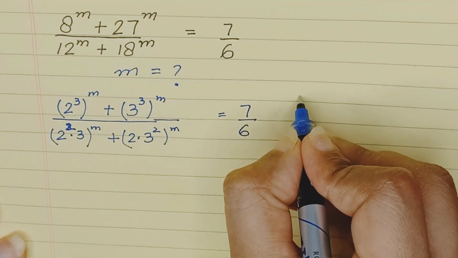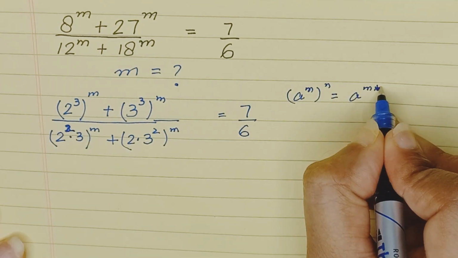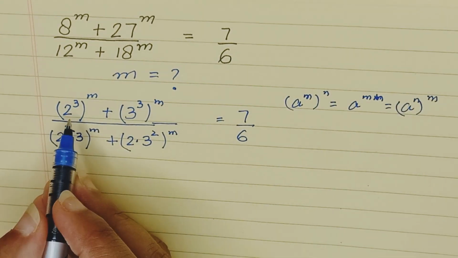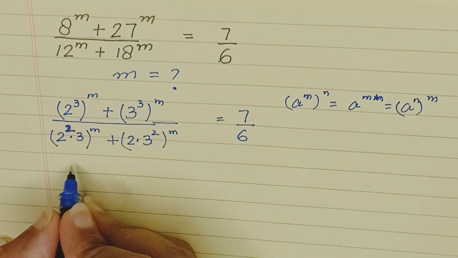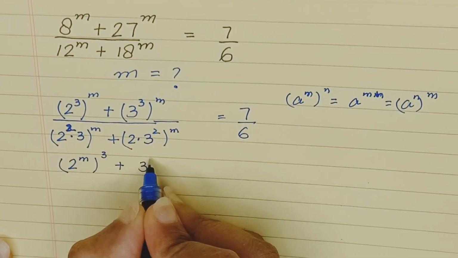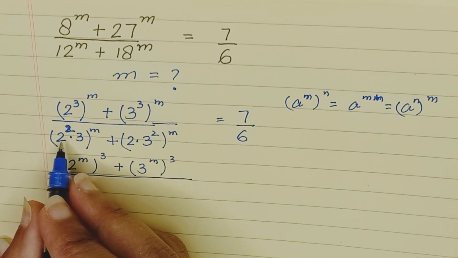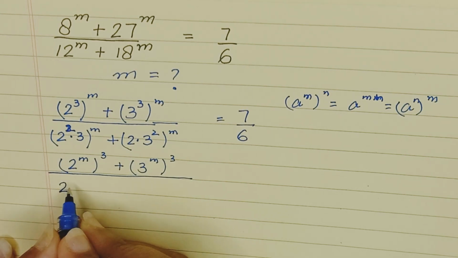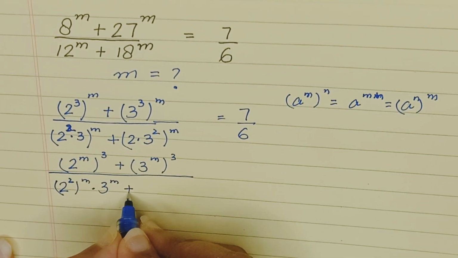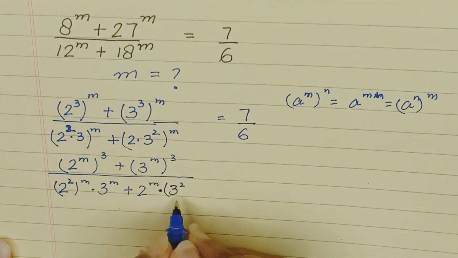So we know that (a^m)^n can be written as a^(mn), and also as (a^n)^m. So (2^3)^m can be written as (2^m)^3, plus (3^m)^3, divided by, we can write it as 2^(2m) into 3^m plus 2^m into 3^(2m).